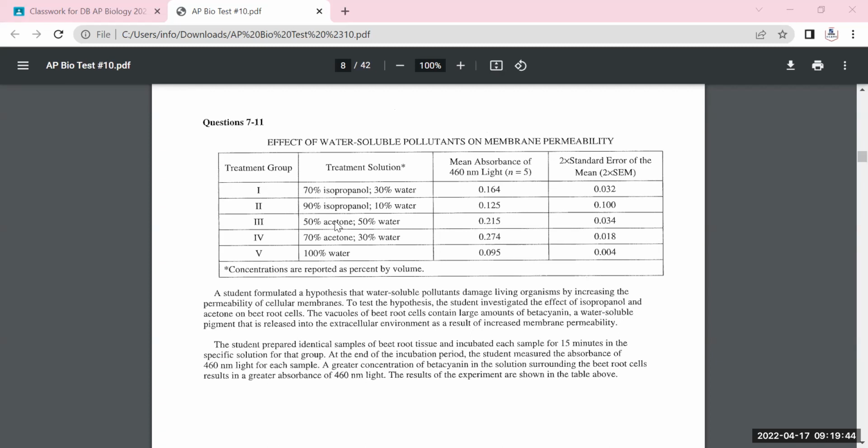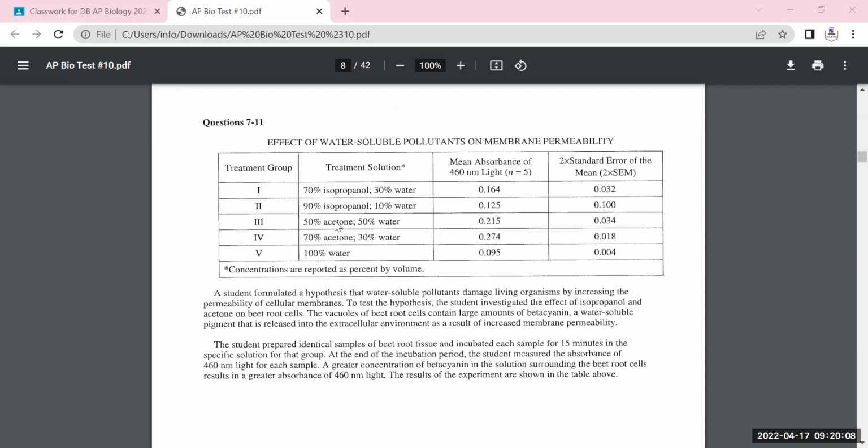The student prepared identical samples of beetroot tissue and incubated each sample for 15 minutes in the specific solution for that group. At the end of the incubation period, the student measured the absorbance of 460 nanometer light for each sample. A greater concentration of beta-cyanine in the solution surrounding the beetroot cells results in a greater absorbance of 460 nanometer light.